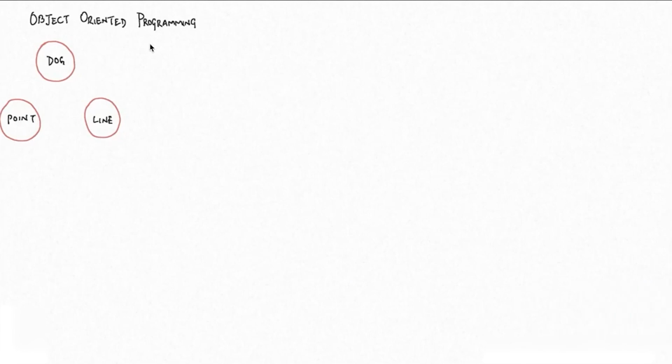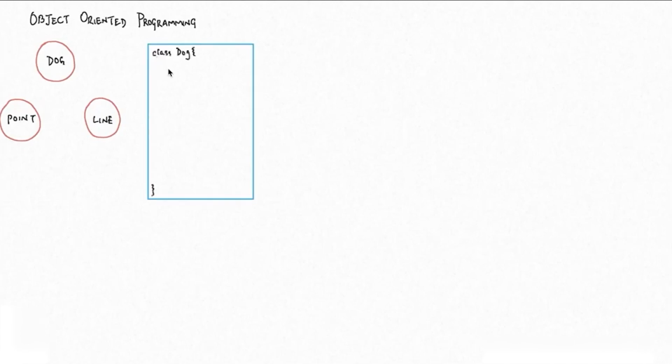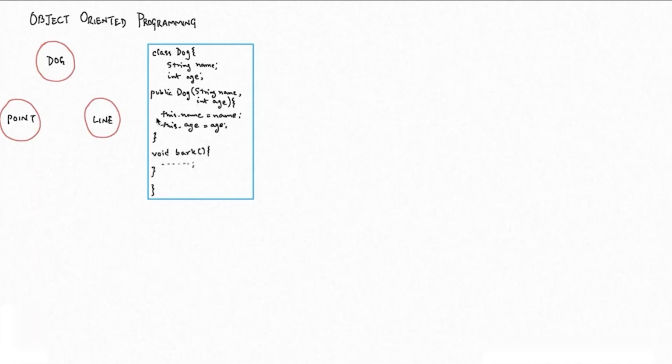We first write a class. So for example, for the dog object, we wrote a dog class. We give the dog some attributes, for example, name and age. We create a dog constructor, and we create some methods, for example, bark. And once we have the dog class, from here we can create as many dog objects as we want.